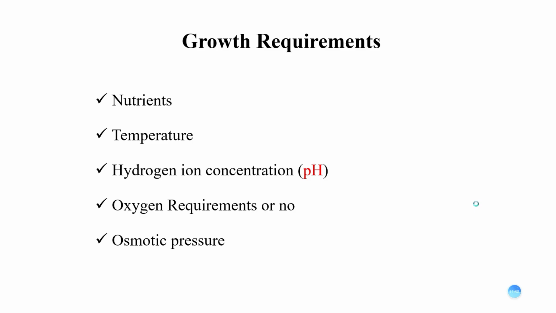And that's not enough. You should also provide proper physical and chemical conditions, like proper temperature, proper pH, which indicates the hydrogen ion concentration, and also proper oxygen level. The higher the better? Probably not, right? Some bacteria prefer higher oxygen concentration, while some prefer lower or even no oxygen conditions. And also osmotic pressure.